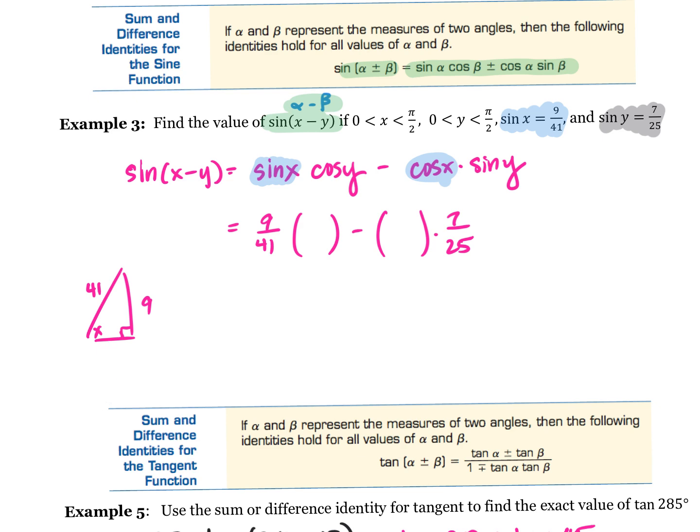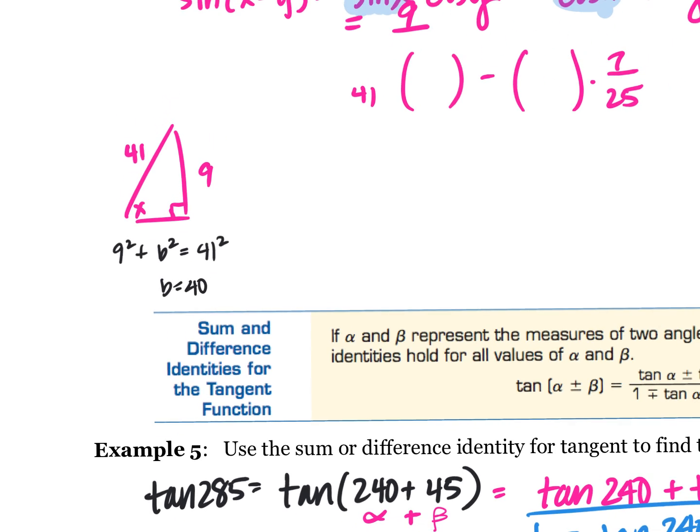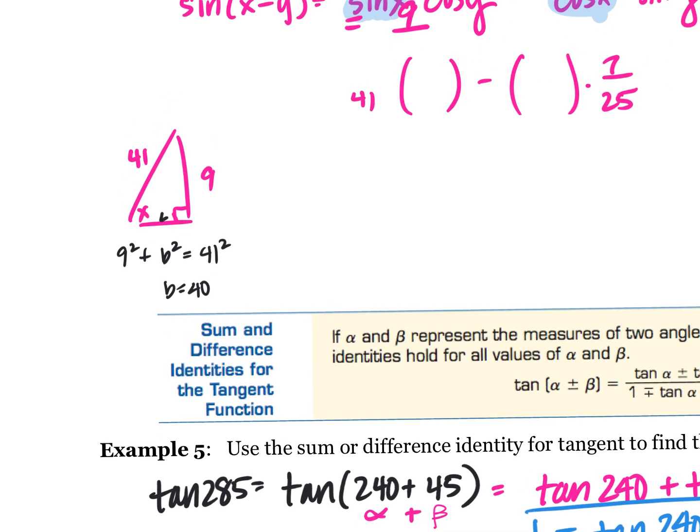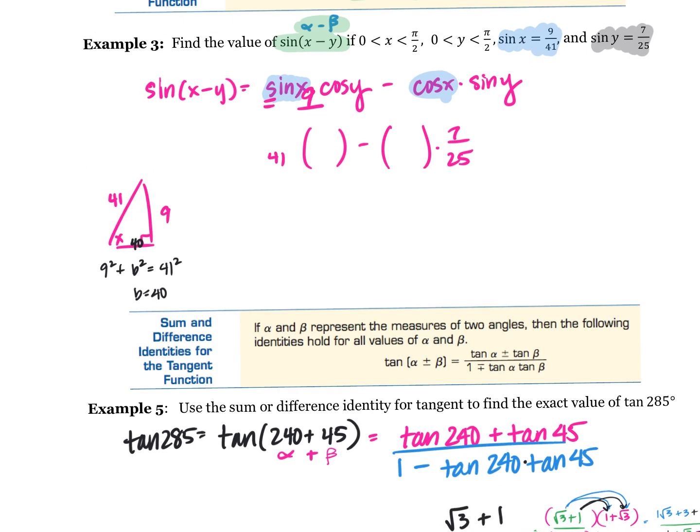What would I do to find that adjacent? Pythagorean theorem. This is going to be a triple. I don't even know this one off the top of my head, though. What squared plus what squared would get me 41 squared? 9 squared plus, let's call it b squared. Go find that b for me. Okay, so we got b is 40. So do we know what the cosine of x would be now?